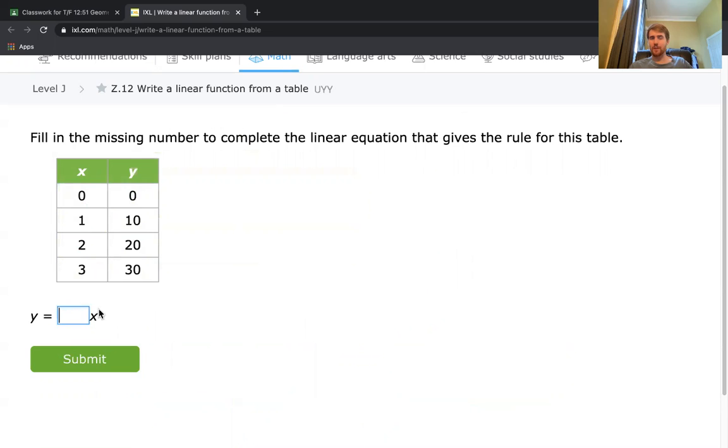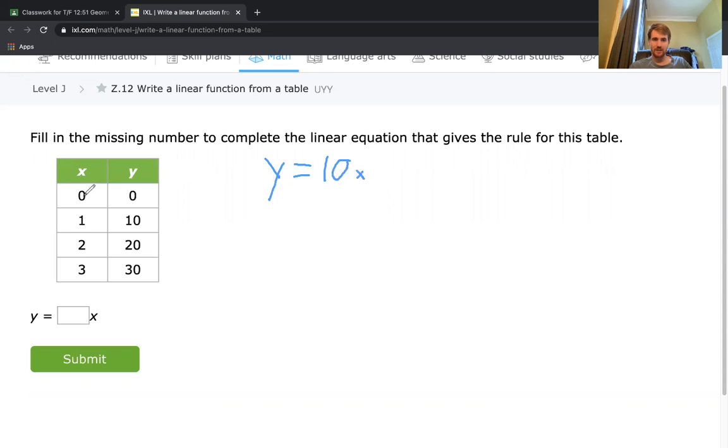Now, some of these, you have to come up with a linear equation on your own. You can't just guess. So the question is, what's the rule? You're putting x in. How do you get y out? In this case, it's y equals something x. Well, let's think. How do we get from 1 to 10? How do we get from 2 to 20? How do we get from 3 to 30? What's the pattern? Well, hopefully you're noticing the pattern is times 10. So the rule is that y equals 10x.